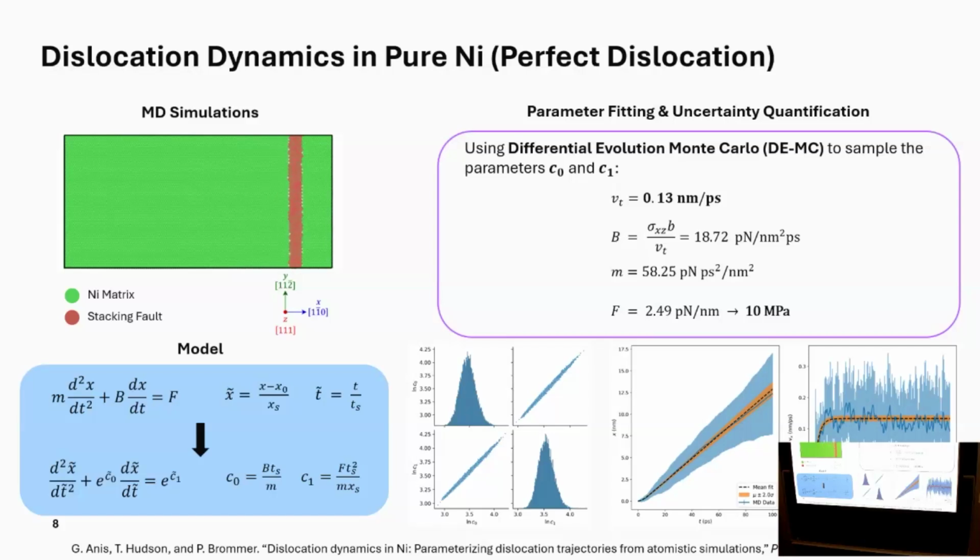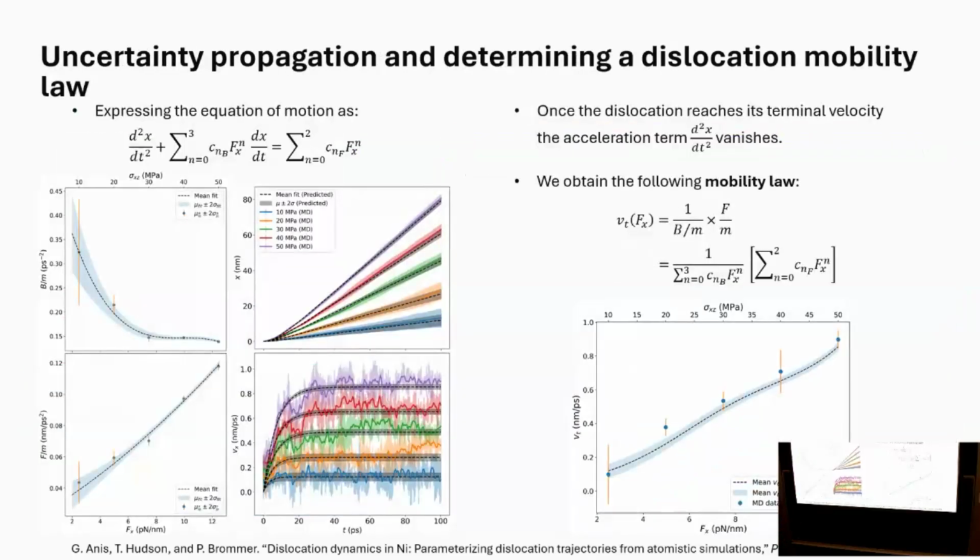The nice thing here is that we now have these parameter distributions. Like I said, we see that the parameters are correlated, and then we can sample these to generate dislocation trajectories and quantify the uncertainties in our model output, which in this case are the dislocation position and velocity. This is shown as the shaded orange region, and we can see that we are underestimating the uncertainty, which is a common problem, and I'll talk a bit more about that towards the end.